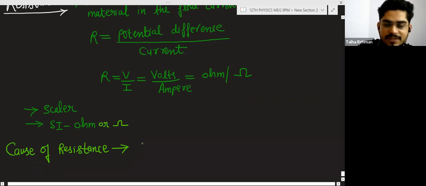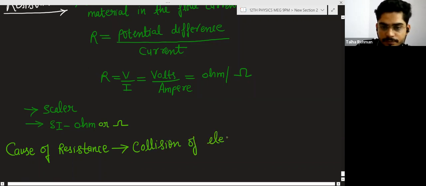So the cause of resistance is, simply, the collision of electrons with ions.